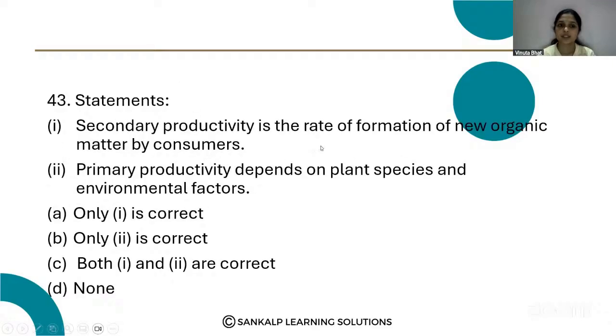Question number 43. Statement 1: Secondary productivity is the rate of formation of new organic matter by the consumers. Statement 2: Primary productivity depends on the plant species and the environmental factors. So here, secondary productivity is the rate of formation of new organic matter by the consumers.